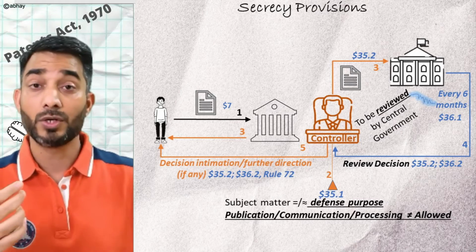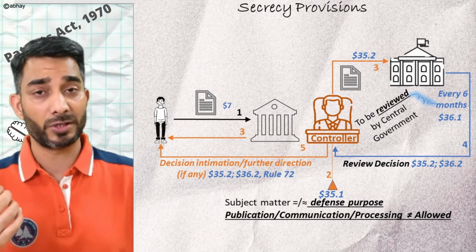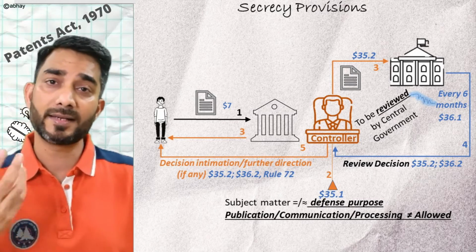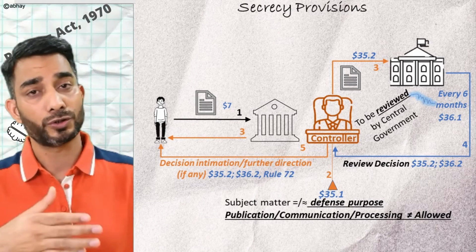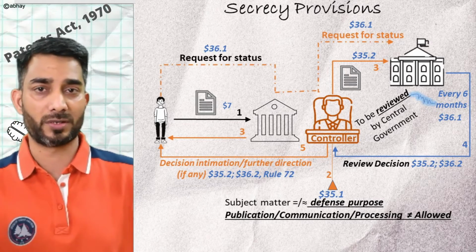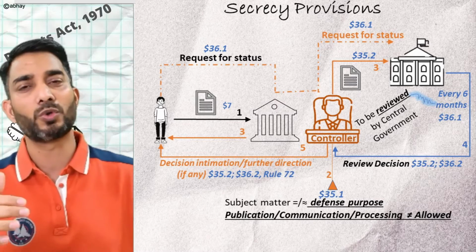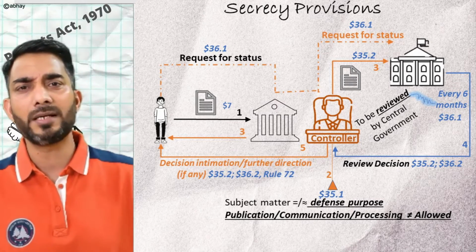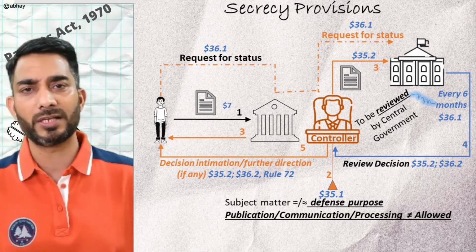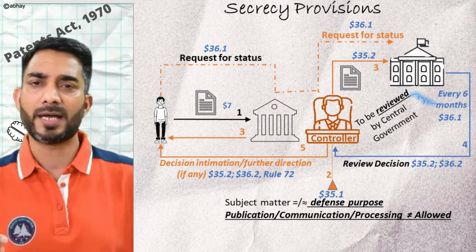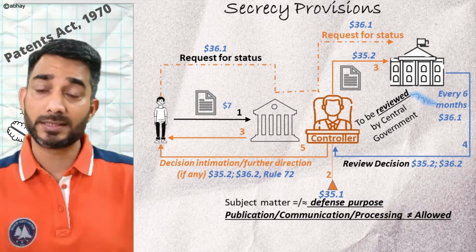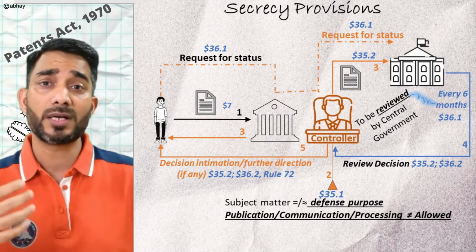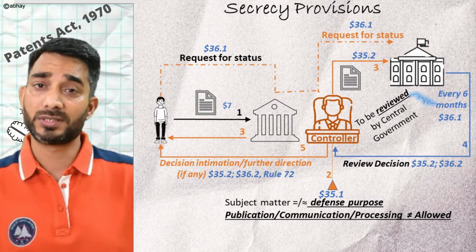As this review process may take time, applicants are also provided with an option to send in a review request to the central government via the controller, to expedite the process or to look into it out of turn. Upon receiving such a request from the applicant, the central government may review the invention out of turn as well and provide its opinion again to the controller. These are the cases where the controller had invoked the secrecy provision.